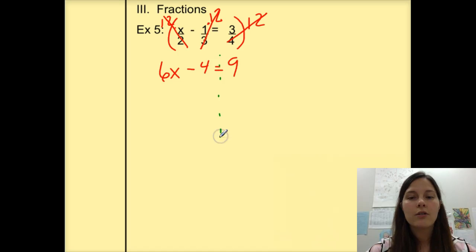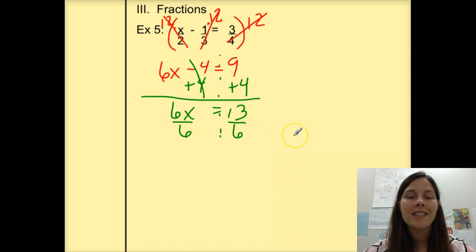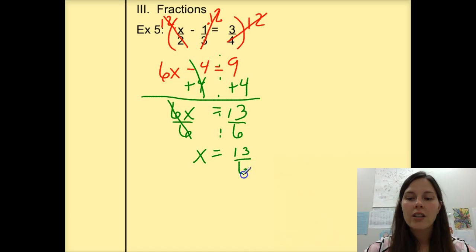So now we're going to cancel the -4 by adding. So we've got 6x equals 13. Then we'll cancel our multiplication by dividing. Again, make sure that you cancel. It's mostly on the multiplying and dividing that I get students wanting to do the work. We're doing this to cancel something. 13 divided by 6 is our fraction.